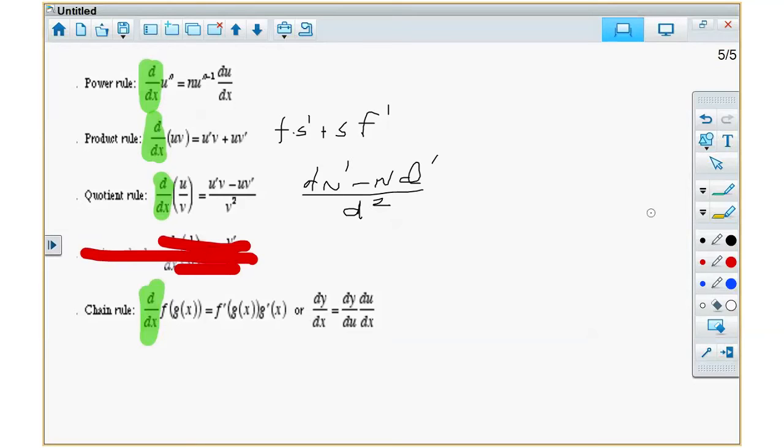So that d over dx is the same thing as dy over dx. All these rules are saying is the derivative of uv, the derivative of u over v, the derivative of u to a power, the derivative of a function. That's all it's saying. It just confuses people. So fs prime plus sf prime. This is first times the derivative of the second plus the second times the derivative of the first. That's the easiest way to remember it, unless you want to remember u prime v plus u v prime.